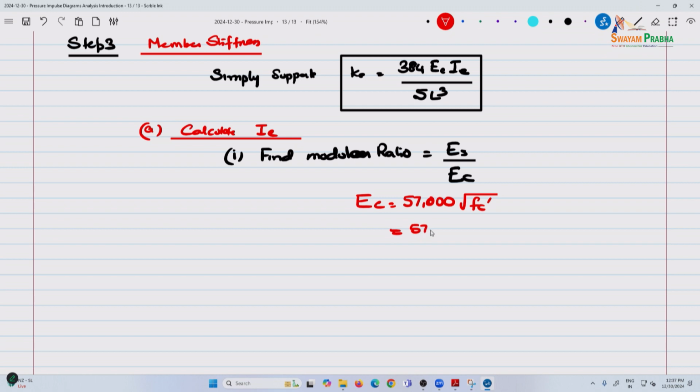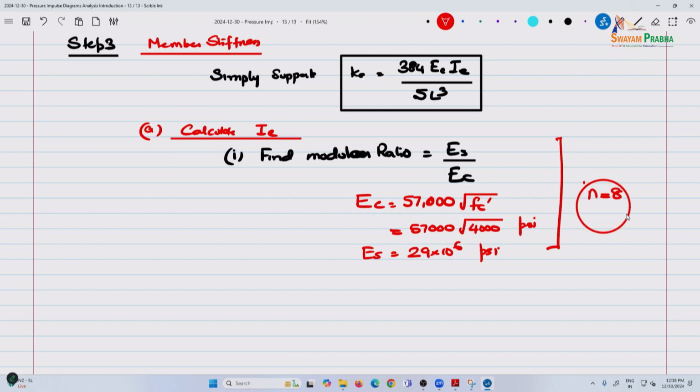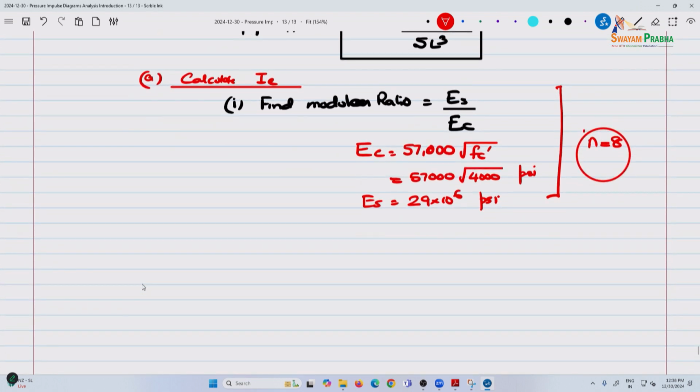So, you should be 57,000 multiplied by, here you can take 4000 itself, it is not going to make much of a difference, PSI, and E sub S is 29 times 10 to the power 6 PSI. So, substituting in all of this, you get N is approximately 8. N can vary from 4 to 8 or 6 to 8 depending on the strength of concrete, steel, and so forth. So, that is the modular ratio.